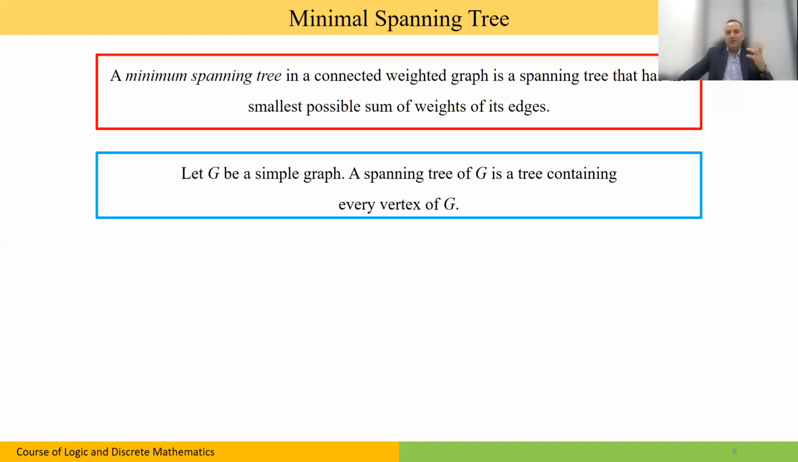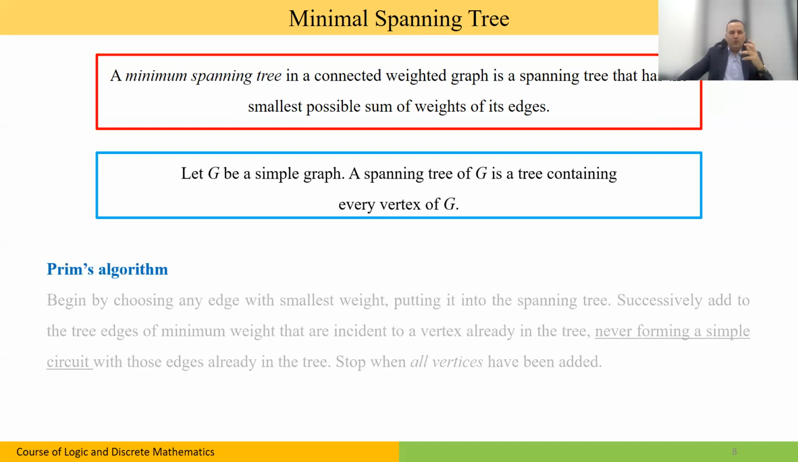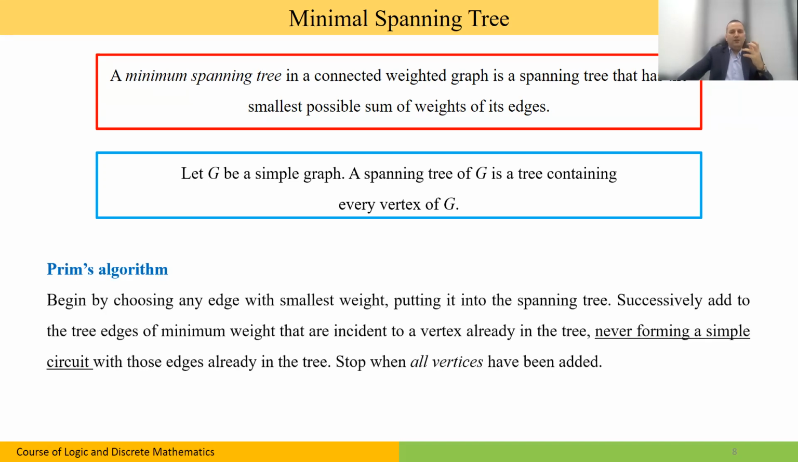A spanning tree is a subgraph of the original one, a tree containing every vertex of G. By this means we have a connection, we have a reachability from any point to another point. To construct such a spanning tree, there exist a lot of algorithms. Here I'm particularly talking about Prim's algorithm, how it works.